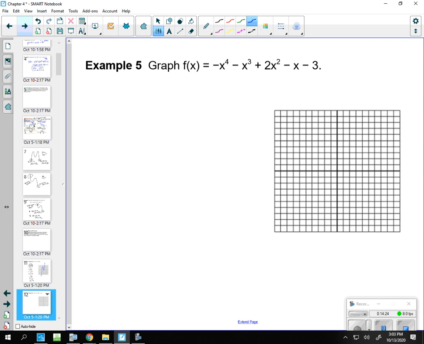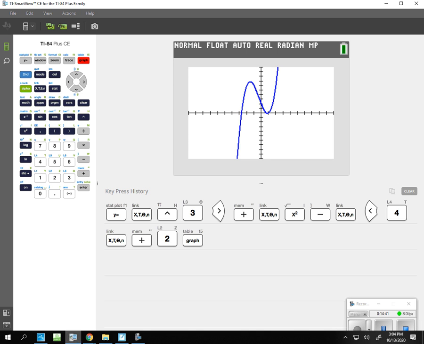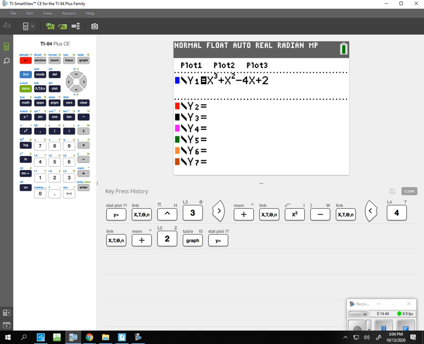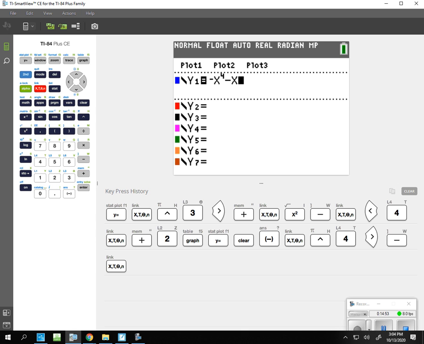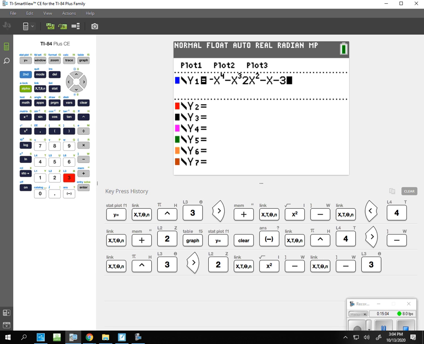Next one. Again, I'm going to go back to my graphing calculator and type this in: -x raised to the fourth minus x raised to the third plus 2x squared minus x minus 3. Sorry about that, but I'm going to do this again. So -x raised to the fourth minus x raised to the third plus 2x squared minus x minus 3. Graph.